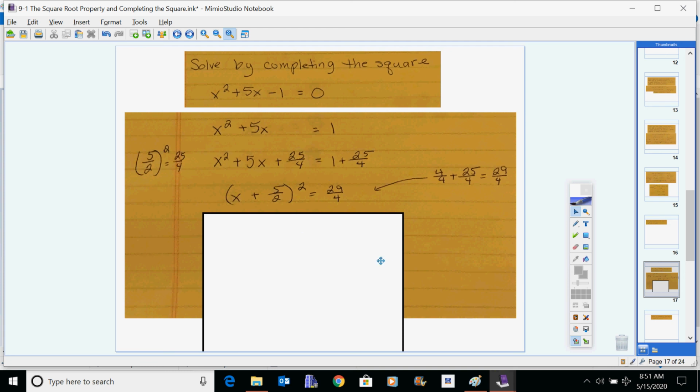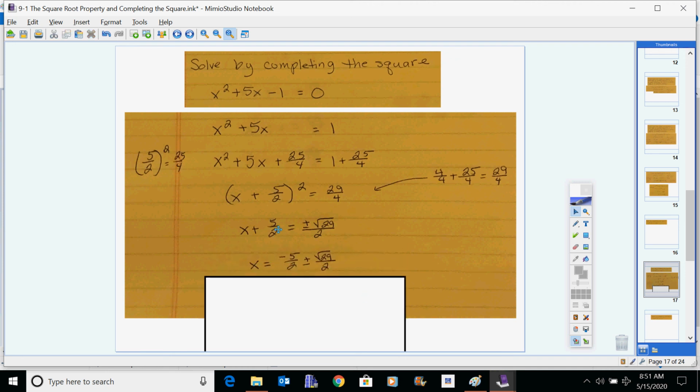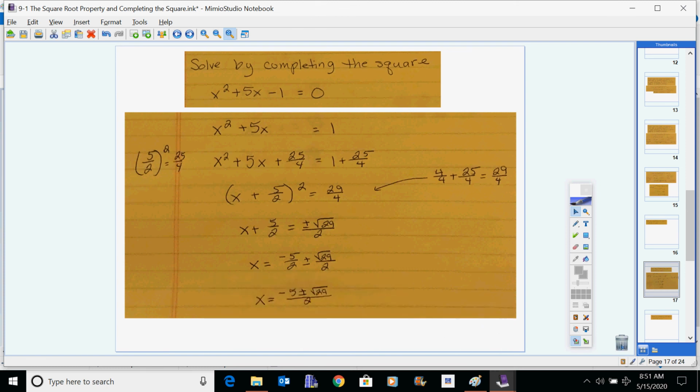Then you square root both sides. Square root of 4 is 2. That gives us a 2 in the denominator, which is super convenient because we really needed to have these denominators match anyway. And to make it a simpler thing in the end, we take away 5 over 2 from both sides. And what you can do then, since they're common denominators, is combine it like this: negative 5 plus or minus the square root of 29 over 2.